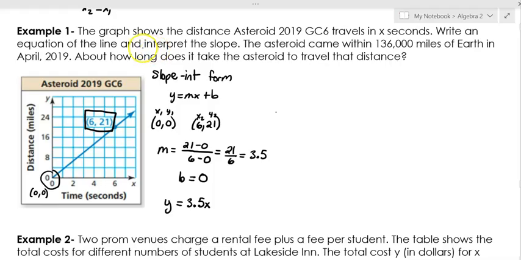Now, anytime it says to interpret, it means tell what that means in this problem. So if we're interpreting the slope, we're telling the meaning in this problem. What I like to do to interpret the slope is think of it as a fraction. You can think of it as 21 over 6, or that would simplify to 7 over 2, or you can think of it as just 3.5. If you want to think of it as 3.5, then think of it for a second as 3.5 over 1.